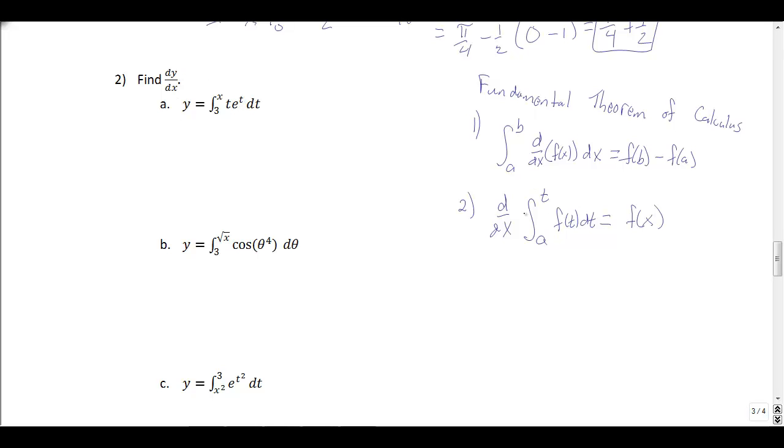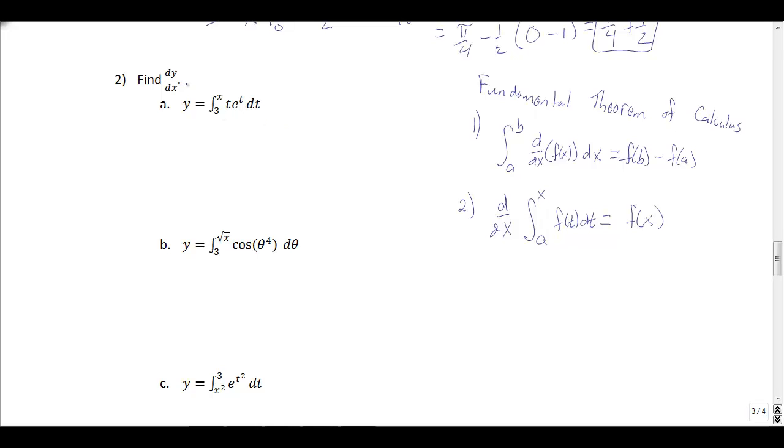Well, y is this thing here. A is 3. Oh, sorry, I messed this up in my statement. That t really should be an x. Derivative with respect to x, a to x. t is the thing that I'm integrating, so that was all wrong before. That should be a to x. It's probably confusing. What I'm integrating here is t times e to the t, that's my f of t, dt, and I have 3 to x.